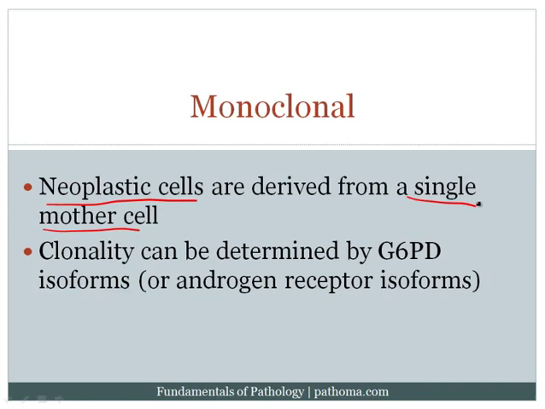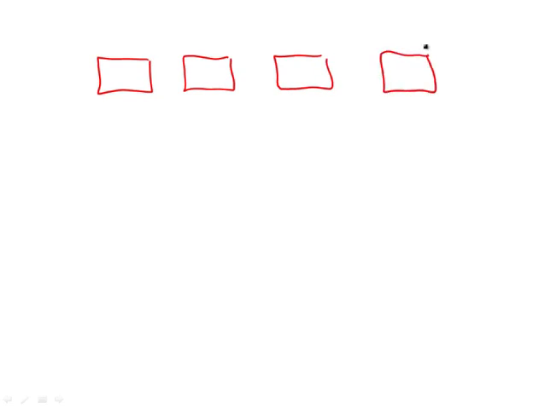Clonality can be determined by G6PD isoforms, and this actually is a very high-yield principle which we should probably take a moment to highlight. So what I'm going to do here is actually just create a whiteboard and then spend a moment just explaining what we mean by this. So let's go back and pretend for a moment that we are looking at the uterus of a female. And let's just imagine that this uterus actually is comprised of 4 cells.